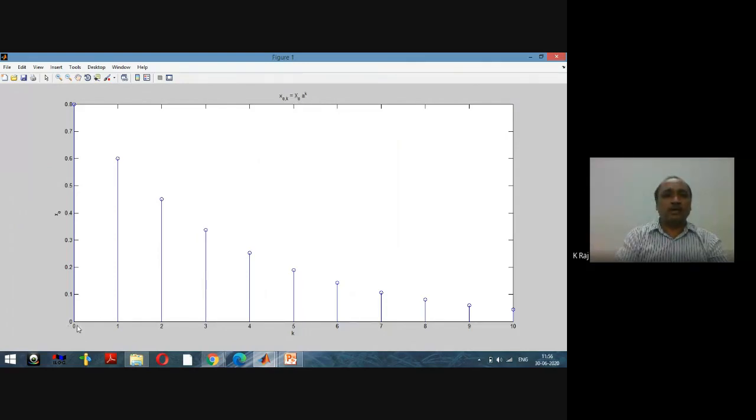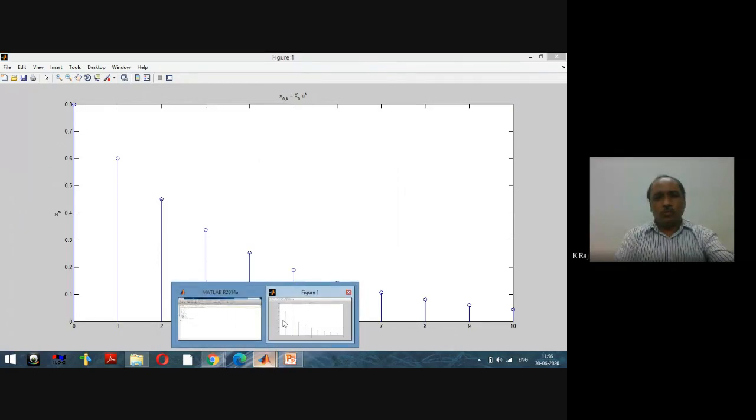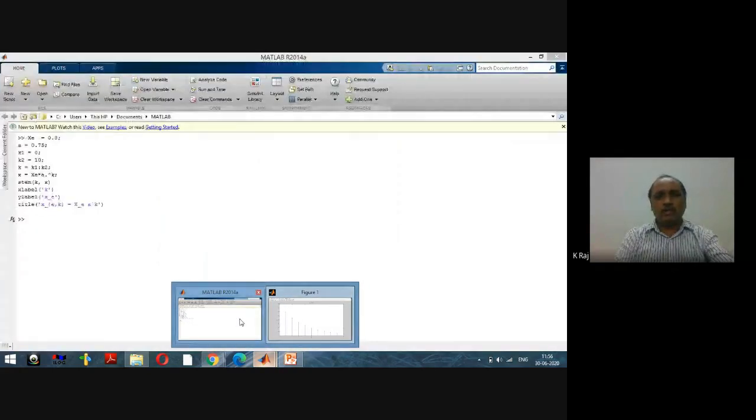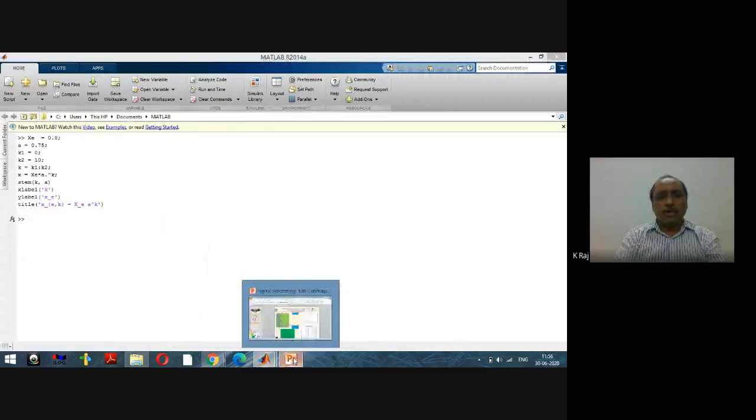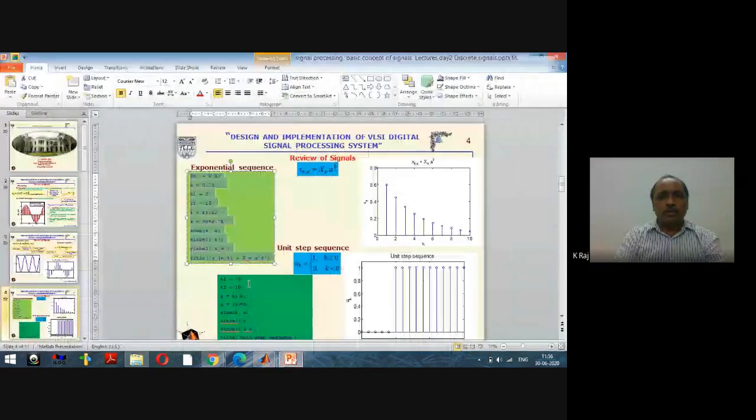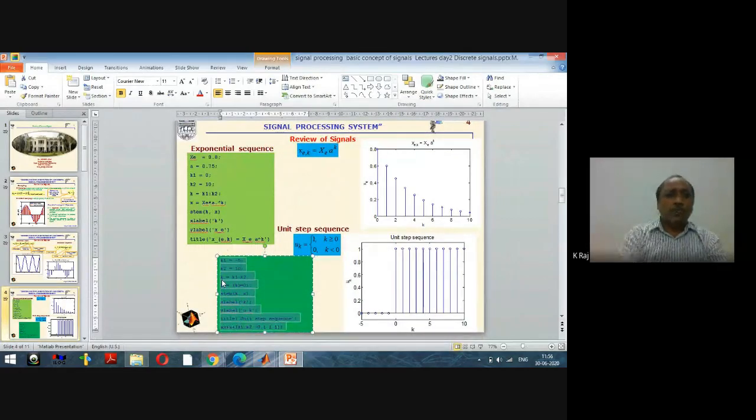And similarly here the range on the y-axis is defined up to 0.8. So this is the way by which we can generate the graph as per the code here. If we are interested in the exponential graph, then we can write this type of command. Otherwise, if we are interested in the unit step sequence, then for the generation of the unit step sequence, we have to write this code here, which we have discussed.